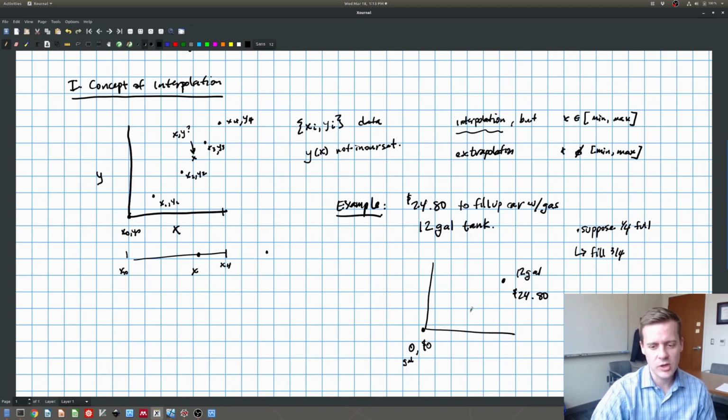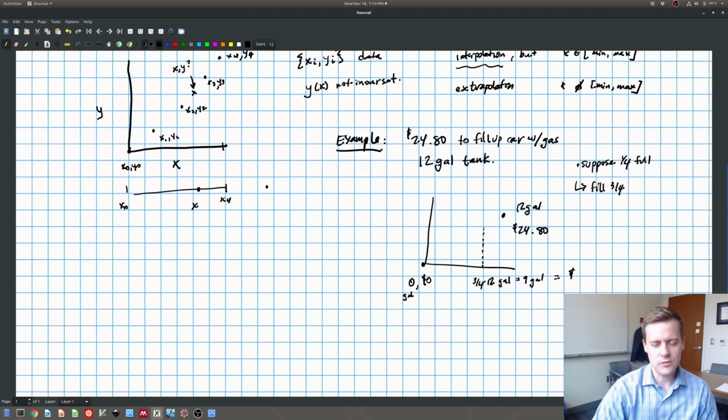So suppose you need to fill up 3/4. So you're somewhere here. You need 3/4 times 12 gallons, which is 9 gallons. 12 over 4 is 3, 3 times 3 is 9. So you need 9 gallons. How much money is that going to be? Why don't you pause the video and see if you can figure that out real quick.